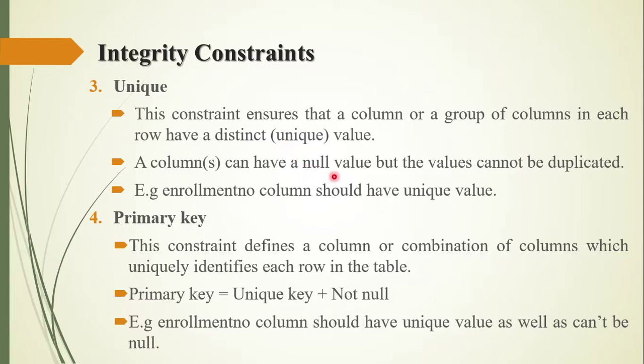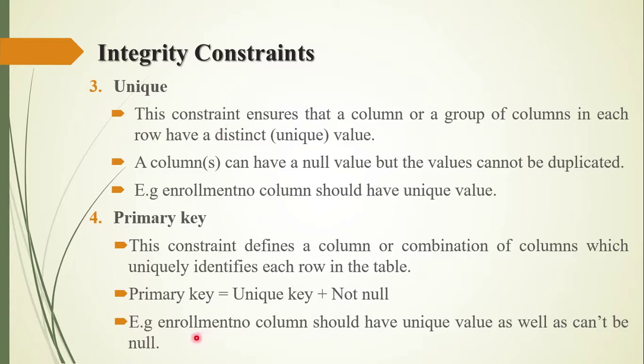Now next is the primary key. This constraint defines a column or combination of columns which uniquely identifies each row in the table. Means the value is unique, whatever value you are applying. Primary key is equal to unique key plus not null. Means in a primary key all the values are unique, and not null. A null value is not allowed here. A null value is allowed in a unique key.